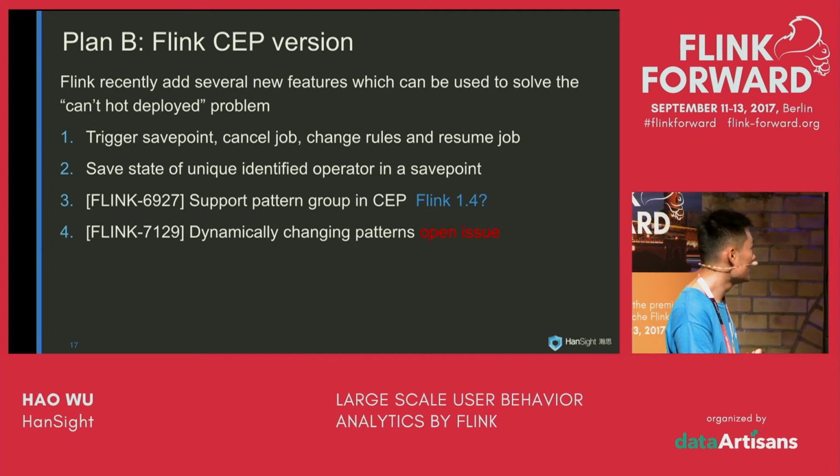So what we do is that we trigger a save point, and then we cancel this job, and then we change the rules, update them, and then deploy the rules into Flink so we can resume this job. So at first, this is the workflow. We'll get to that in the diagram later.